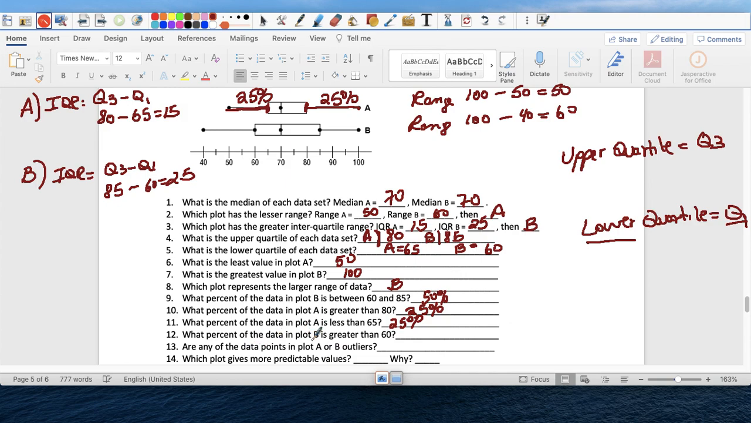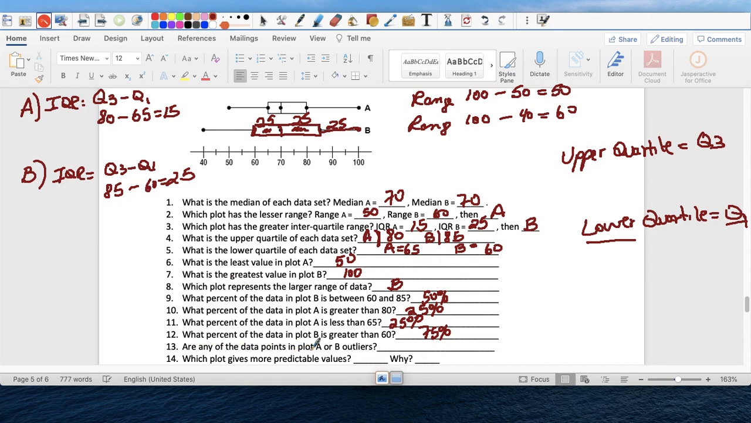What percent of the data in B is greater than 60? En el B, ¿qué porcentaje más grande es 60? Más grande 60 es esta, esto, y esto. So greater than 60 is this, and this. So it's 25%, 25%, 25%. So it's 75%.